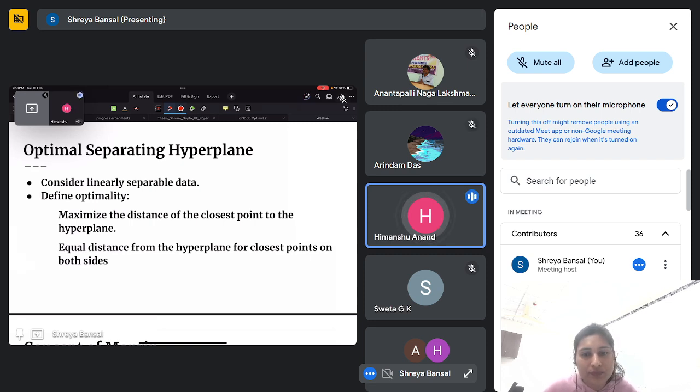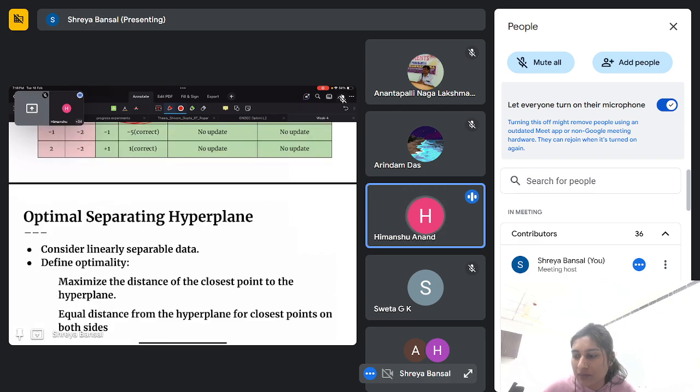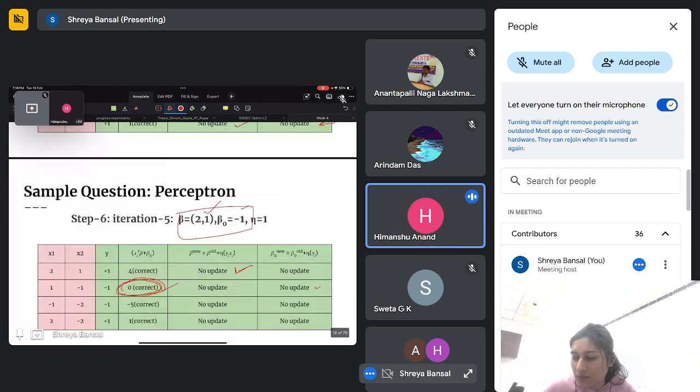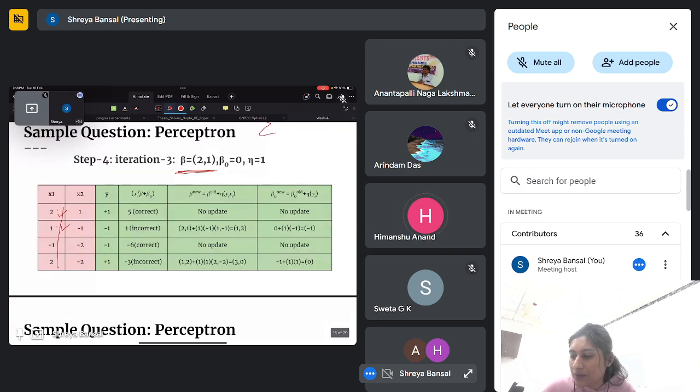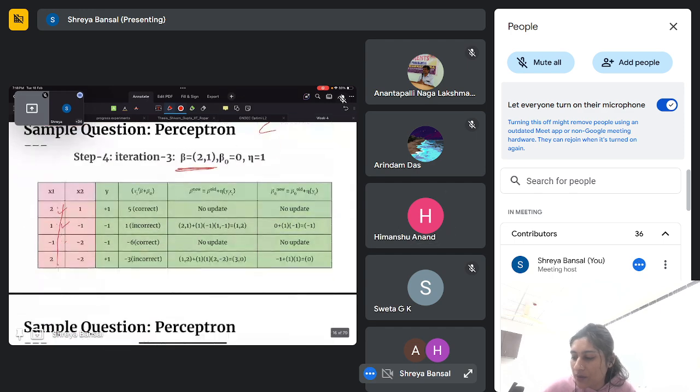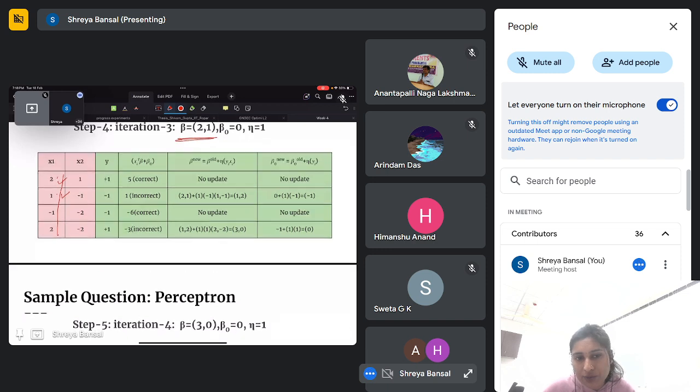Ma'am, can you explain the previous slide at last of the classes? Yes, on this slide. In steps 3 and 4, do you get how we are getting it? Here you are confused about how it is correct or incorrect. So you are updating your betas. For every incorrect value, you are updating the new beta. Is that good?